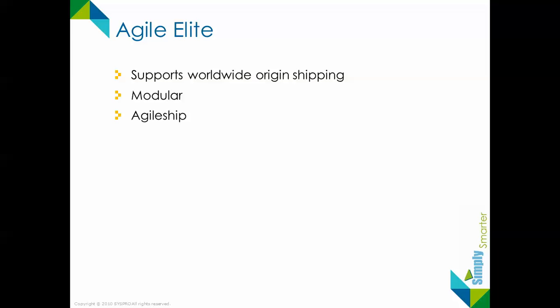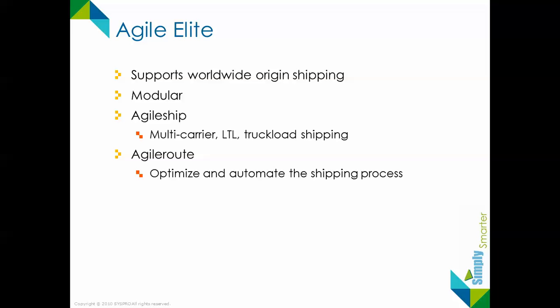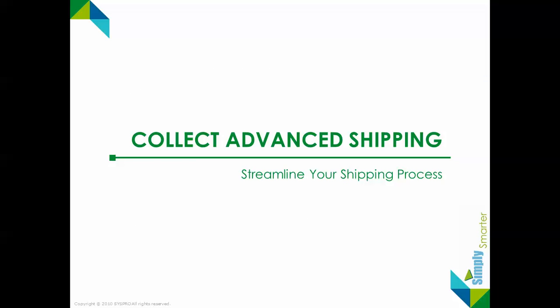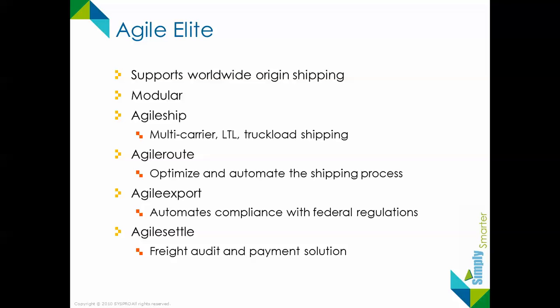It is also modular. So I have Agile Ship, which handles multiple carriers, freight, truckload shipping. Routing software, so we can optimize and automate the shipping process. What routes do we need to go on, especially if I have multiple stops for freight carriers. Exports for any federal regulations, customs, duties, what we need when we're exporting our product overseas. Any settlements, so looking at freight and audits and getting payments from our customers and managing that whole solution. So it really offers us, I would say, it's for those customers who have a very high volume of shipping and need a lot of automation, a lot more things going on.